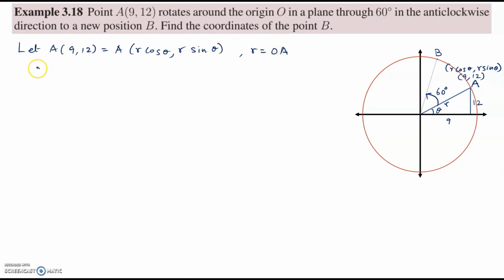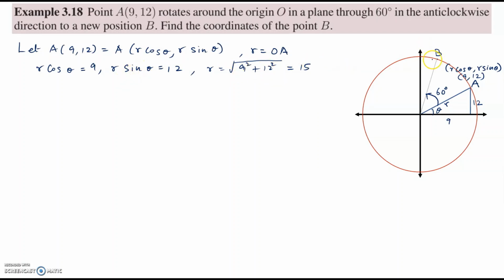Our r cos theta is equal to 9 and r sin theta is equal to 12. Therefore, we can find r. If we take this right angle triangle, then r will be equal to the square root of 9 squared plus 12 squared. This is equal to 15. So r is equal to 15.